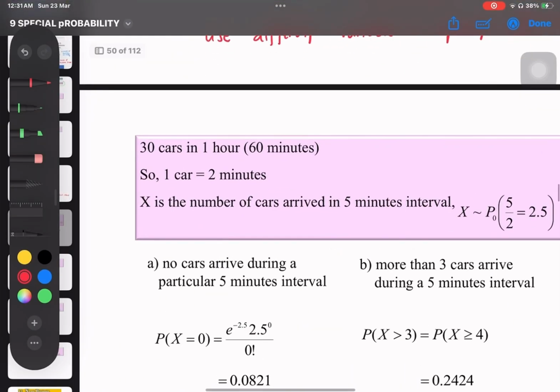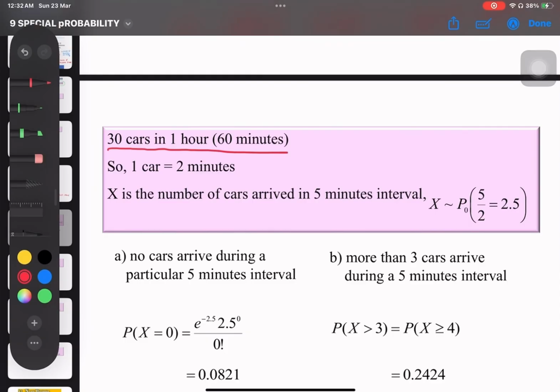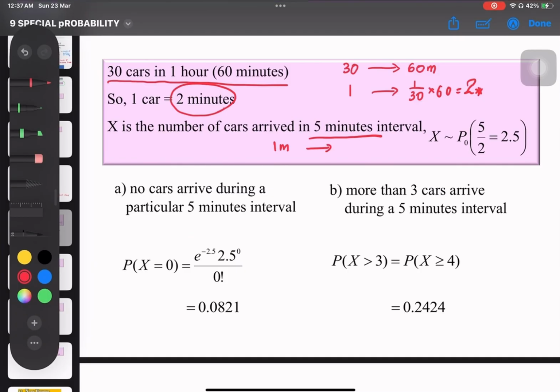Question A, we need to find the probability of no cars arriving during a particular 5 minutes interval. Firstly, we need to change the 30 per hour into minutes. So 1 car is equal to 2 minutes. X is equal to the number of cars arriving in a 5 minutes interval. So the mean is equal to 2.5. We use the Poisson formula to find the final answer for A. That is 0.0821.